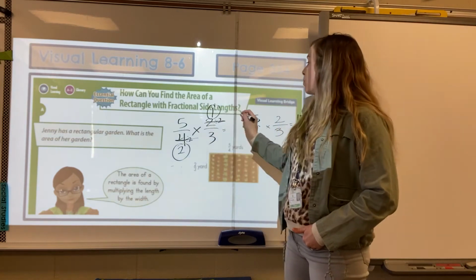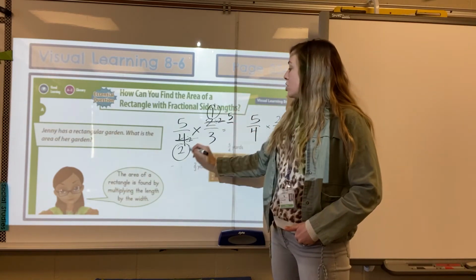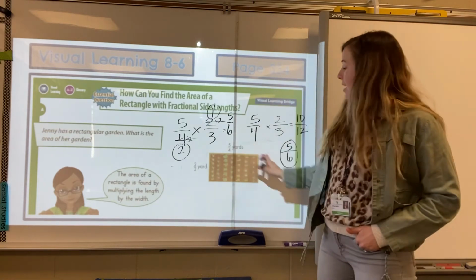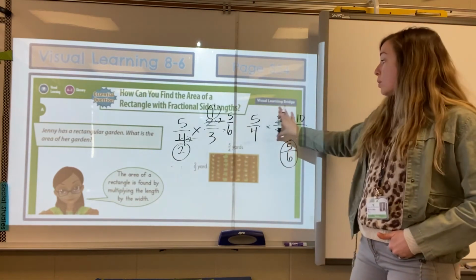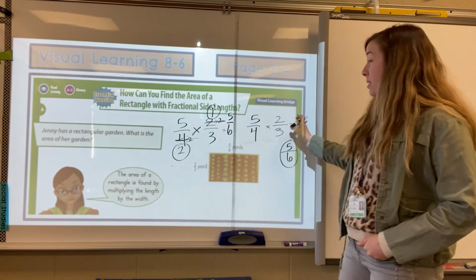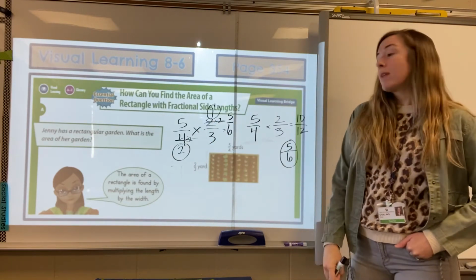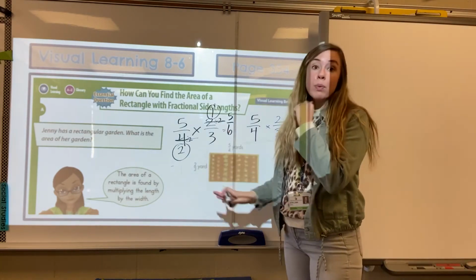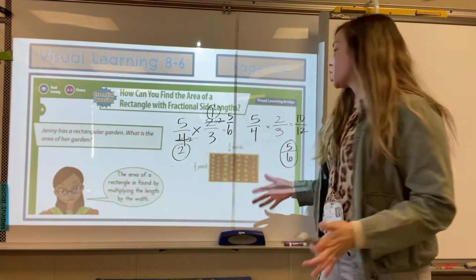So I can do 5 times 1 to get 5 on top, 2 times 3 to get 6 on bottom. So 5/6, that's that reduced answer that I got. You can still do it this way and simplify at the end, but 4 and 2 are just a little bit smaller numbers than 10 and 12 to simplify. Both of them, not too hard, but it can really help when our numbers start to get a lot larger.